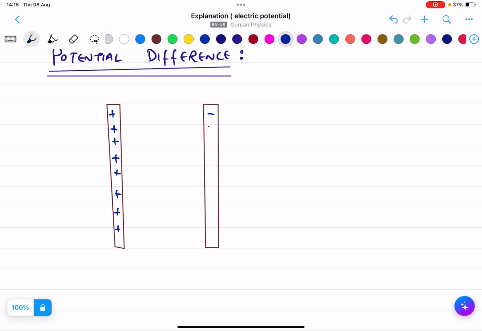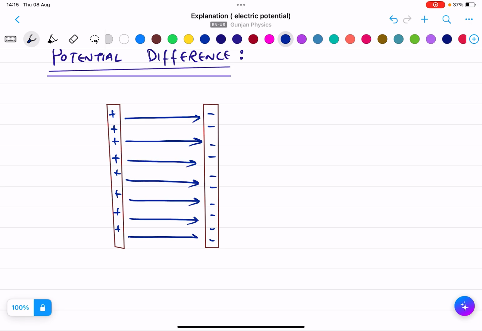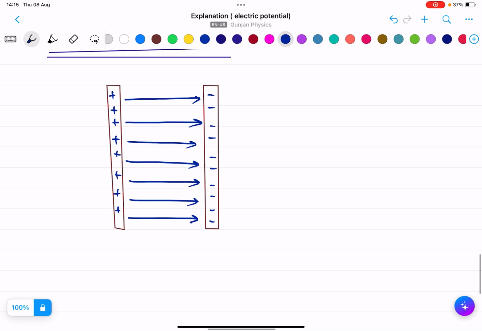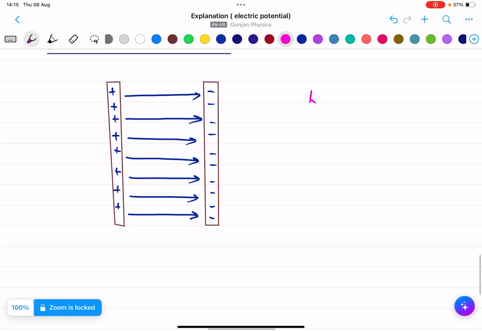So as I explained, I'm putting the positive charge here and the negative charge here. One is positive, one is negative, and where will be the electric field? Always remember, positive to negative. So this is my electric field here.